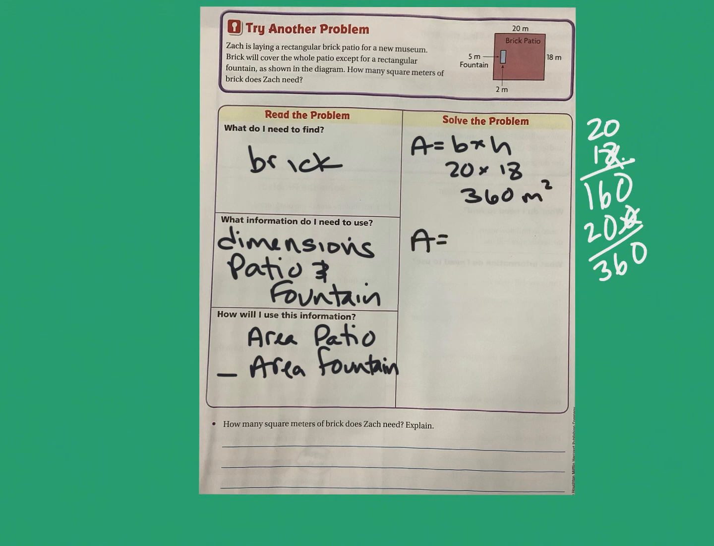Now let's do the area of the fountain. That has dimensions of 5 meters and 2 meters. Base 5, height 2. That's 10.